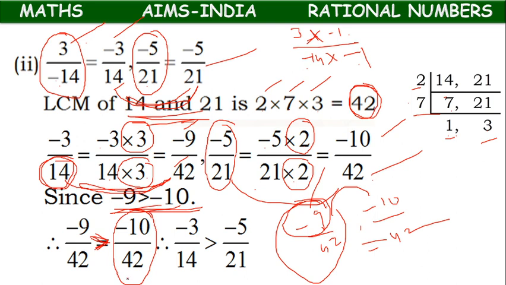Minus 9 by 42 means minus 3 by 14. Minus 10 by 42 means minus 5 by 21. So minus 3 by 14 is greater than minus 5 by 21. So in this way, we can compare the rational numbers.